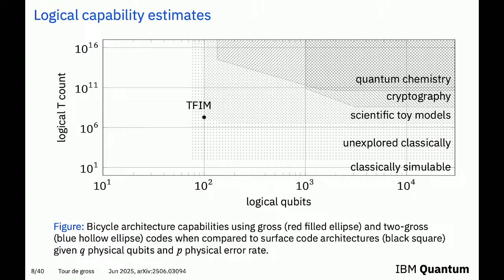So if you can do fewer T-gates, but you have more qubits, you might still be able to do interesting problems in chemistry.